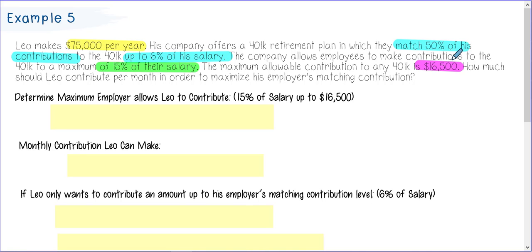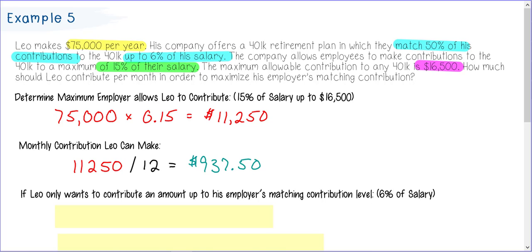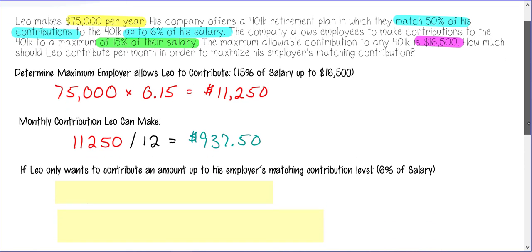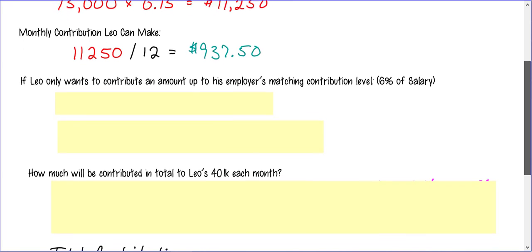So the maximum amount an employer would allow Leo to contribute is 15% of his salary up to $16,500. So 15% of $75,000 is $11,250. So his contribution alone does not reach that maximum amount. So the monthly contribution Leo can make would be $11,250 divided by 12, and that would equal $937.50. So that is the max that he can contribute.